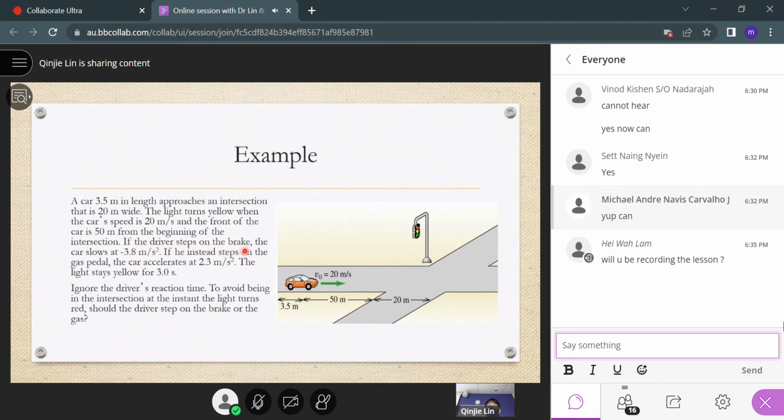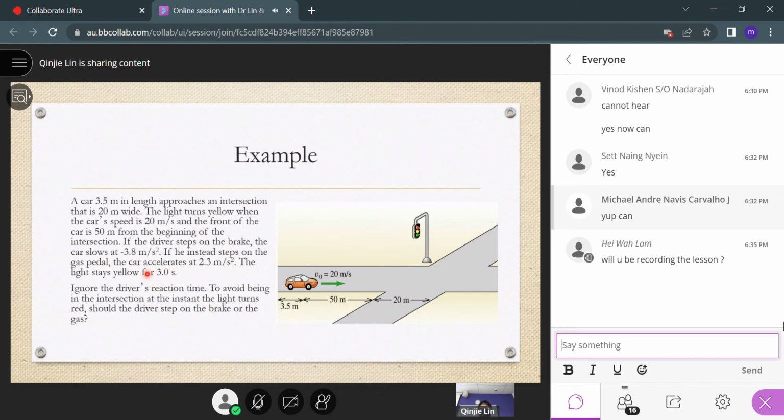If the driver steps on the brake, the car slows at minus 3.8 meters per second squared. So this is an acceleration, meters per second squared. And negative here means it's trying to slow down, so it's a negative acceleration. If he instead steps on the gas pedal, the car accelerates at 2.3 meters per second squared. The light stays yellow for 3 seconds. Ignore the driver's reaction time. To avoid being in the intersection at the instant the light turns red, should the driver step on the brake or the gas?